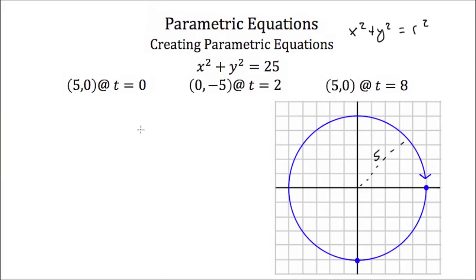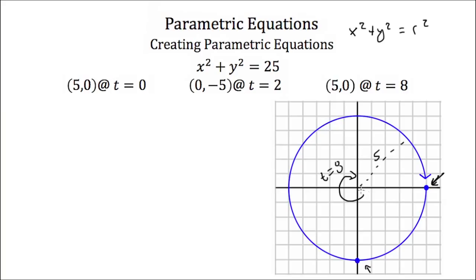I'm told at time 0, I'm at this first point here. At time 2, I am at this point. And then at time 8, I'm back here again at my original point, 5, 0. Which means it takes a time of 8 to do one full revolution. Now what I want to do is create parametric equations for every point on this circle in terms of t.